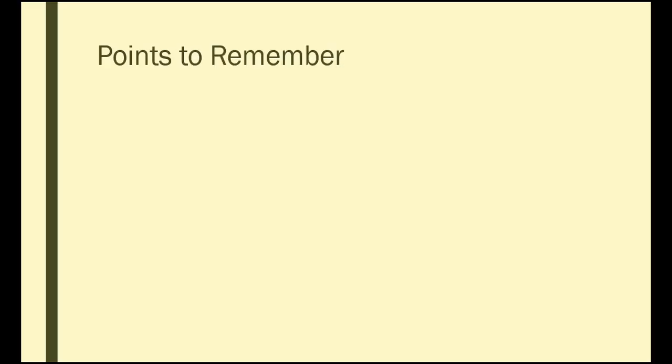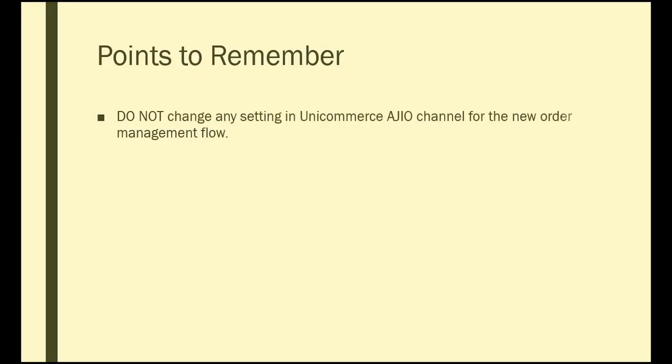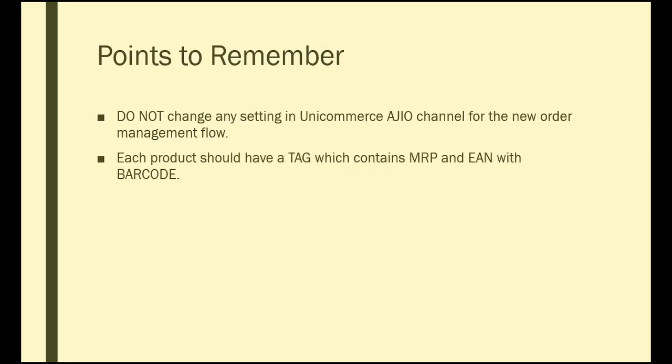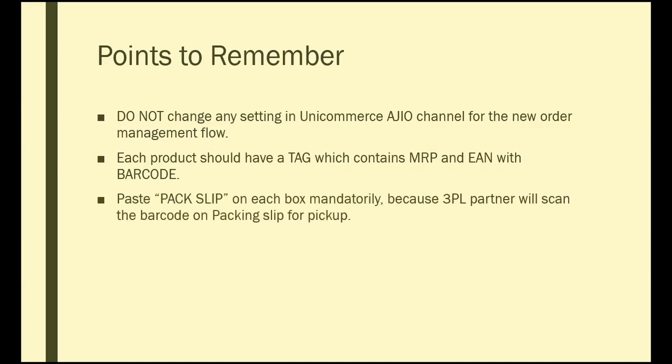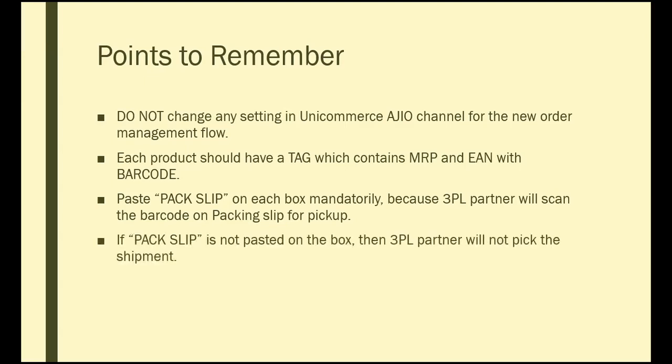Here are some points to remember. Do not change any settings in Unicommerce Ajio channel for the new order management flow. Each product should have a tag which contains MRP and EAN with barcode. Paste pack slip on each box mandatorily because 3PL partner will scan the barcode on packing slip for pickup. If pack slip is not pasted on the box, then 3PL partner will not pick up the shipment.